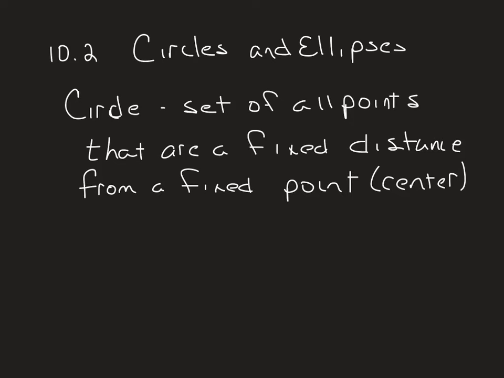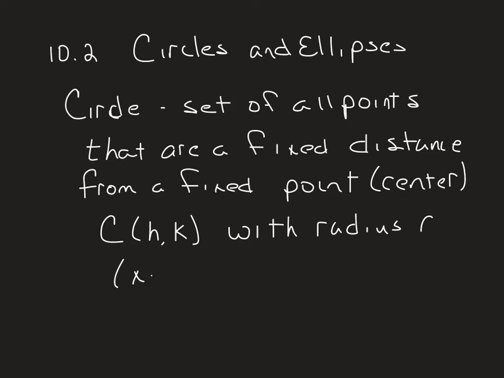And so the standard form of a circle with the center (h, k), hopefully you remember this, and with radius r, is (x minus h) squared plus (y minus k) squared equals r squared. You have seen that equation before, and so we're going to work with that some today.